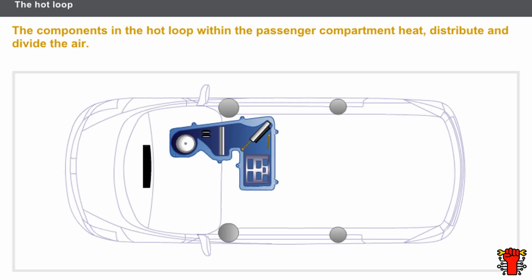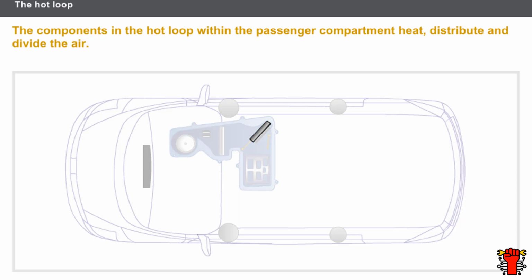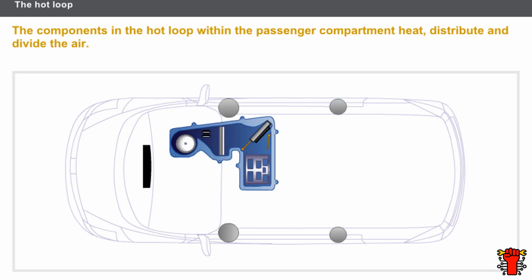Let us look now at the components in the hot loop within the passenger compartment. The hot loop within the passenger compartment is made up of the following components: the heating unit, the heater matrix, the control panels, and the temperature indicator. The components in the hot loop within the passenger compartment heat, distribute and divide the air. These components also give information about the engine temperature and process the user's requests.